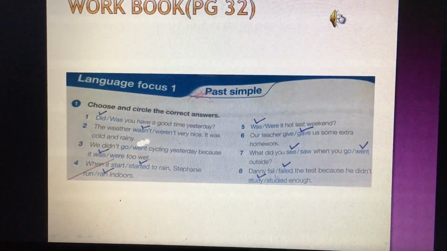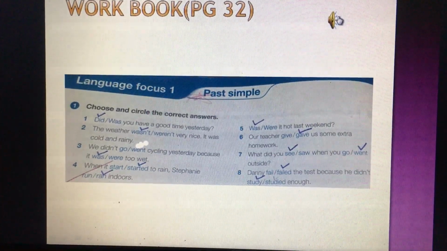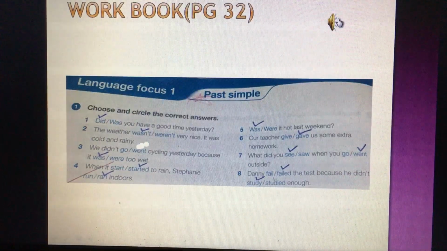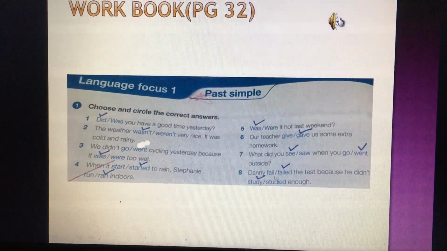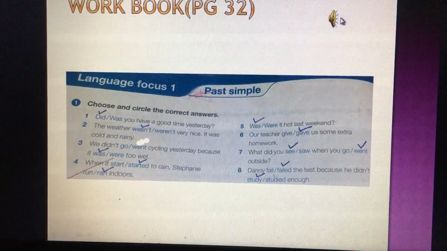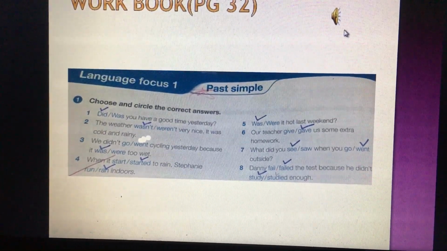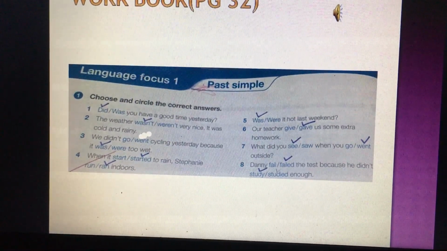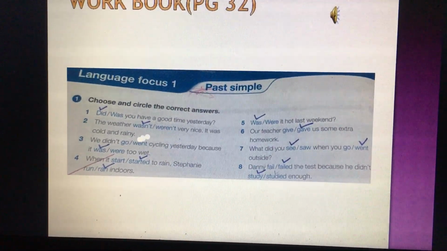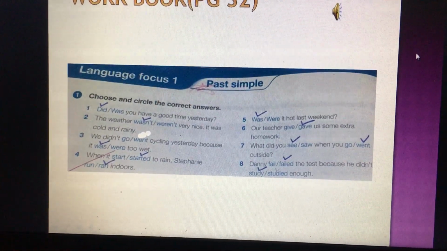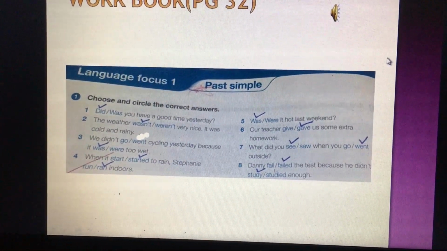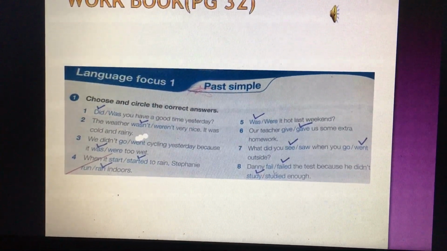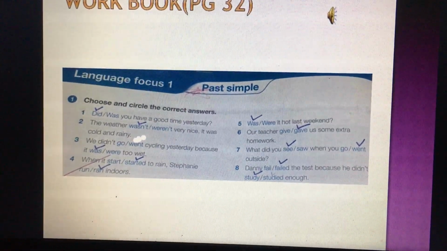As I told you before, when simple sentences are there, you will use the second form of the verb. But when negative or interrogative sentences are there, then you will use the first form of the verb. When it started or it start. Then run or ran. Fifth one, was or were it hot last weekend. Sixth one, our teacher gave or give. What did you see or saw? You go or went. Danny failed or fail. Study or studied.